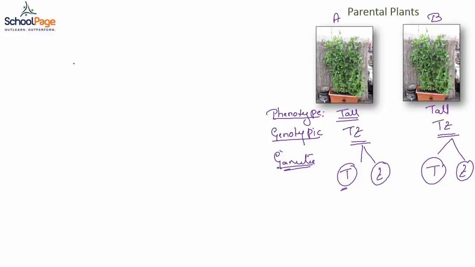Let us now see what happens during the cross. Cross between two parents or two organisms is represented using a Punnett square. Punnett square is nothing but a diagrammatic representation of the cross between two organisms, and it was given by Reginald C. Punnett, and hence the name. Now I am drawing the Punnett square.